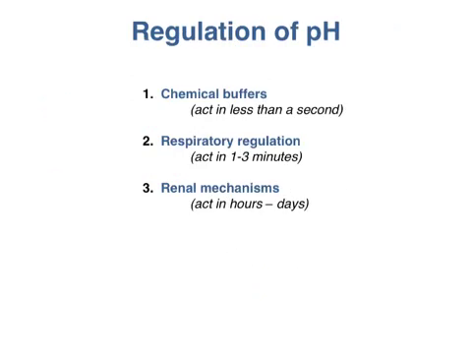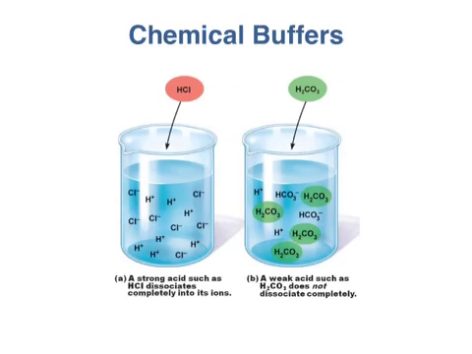Now, there are 3 ways that your body has of regulating pH, making sure that pH stays within a range that's conducive to normal functioning of your cells. First, I want to talk about the chemical buffers. The chemical buffers act essentially immediately to any change in pH. This is the same as taking a beaker in chemistry lab and adding a buffering solution to keep the fluid in that beaker at a stable pH. Chemical buffers are weak acids or bases.